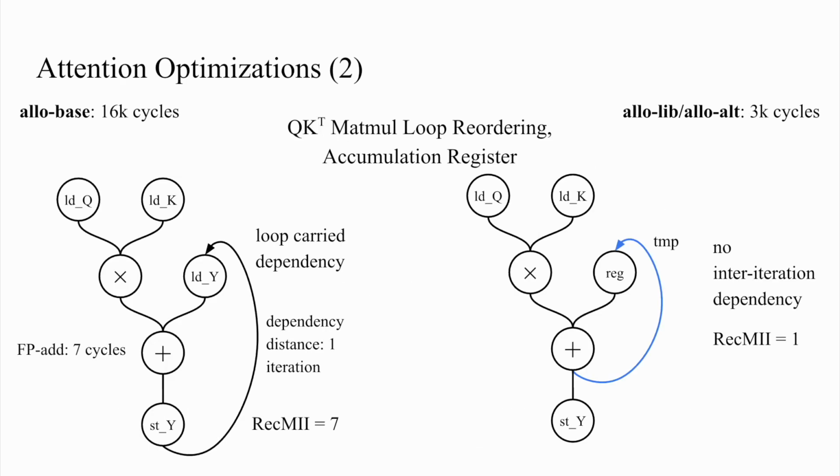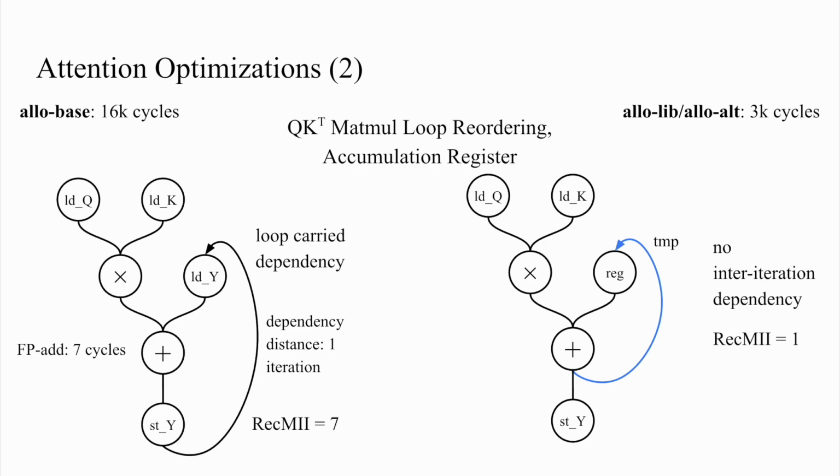Lastly, our QK transpose matrix multiplication loop also benefited from loop reordering. In the base version, there's a loop carry dependency, as the n plus 1 cycle depends on the nth cycle's stored y value. The floating point add takes 7 cycles, causing a recurrence II of 7. The Allo library function utilizes a temp register to accumulate values and then only stores at the end of the loop. This removes the store-load dependencies and speeds up the loop from 16,000 cycles to 3,000 cycles.